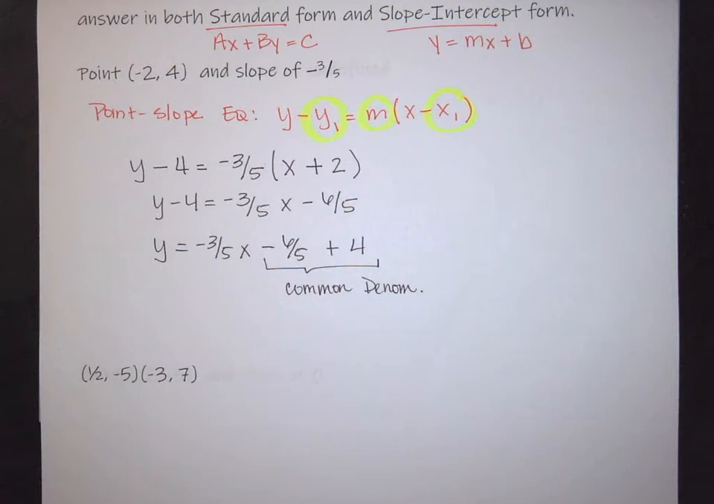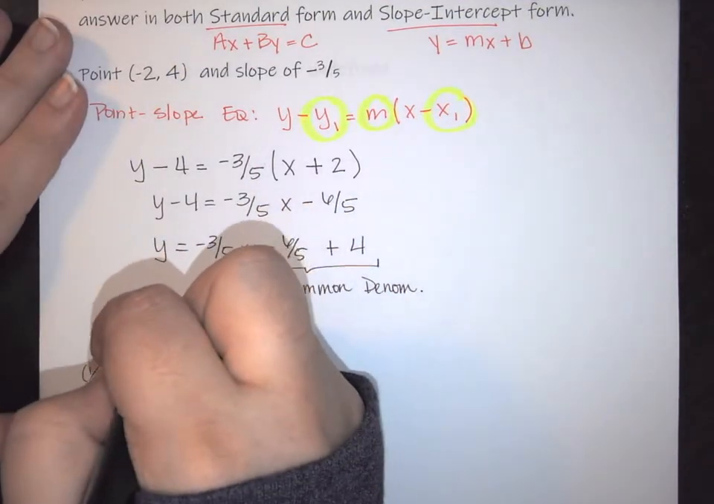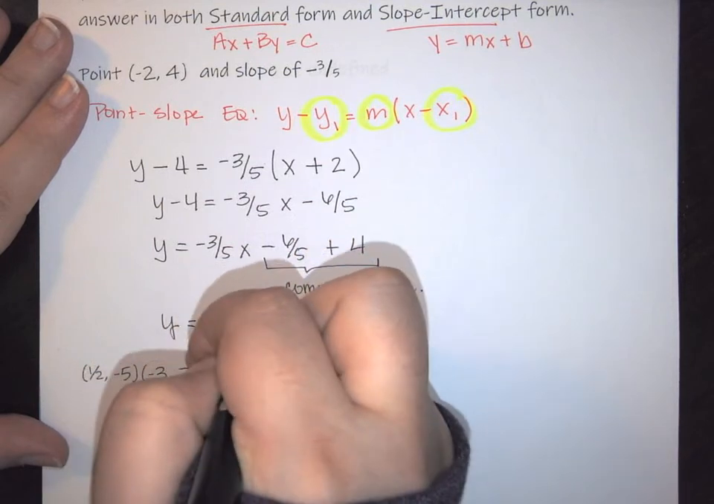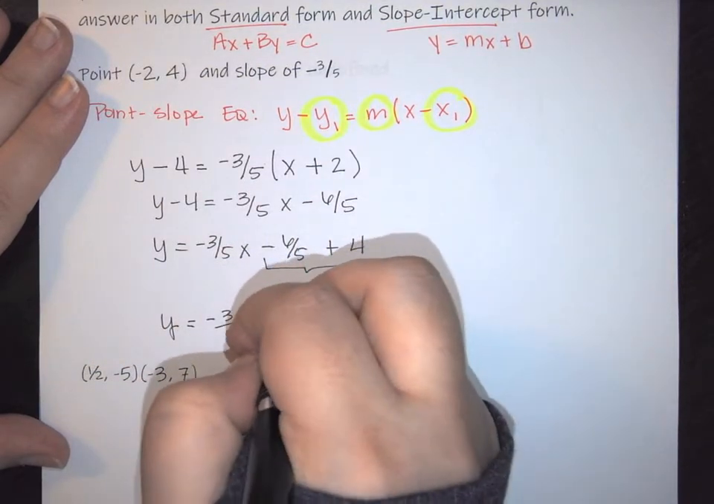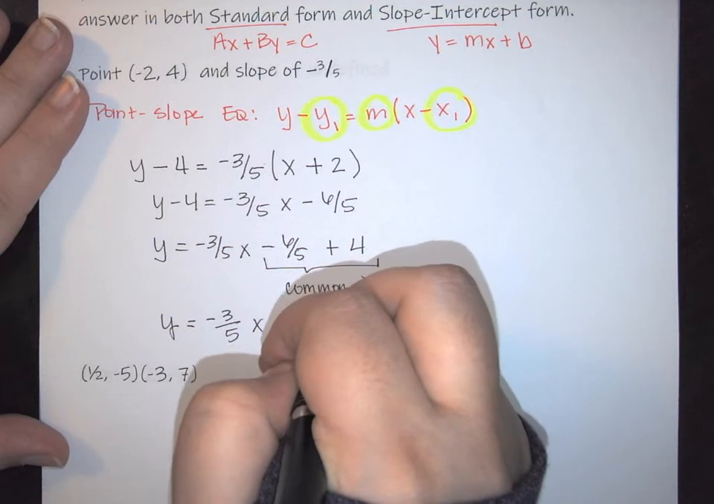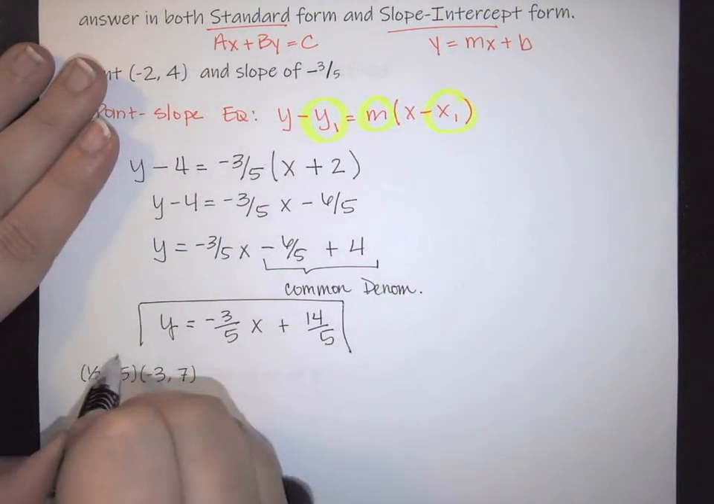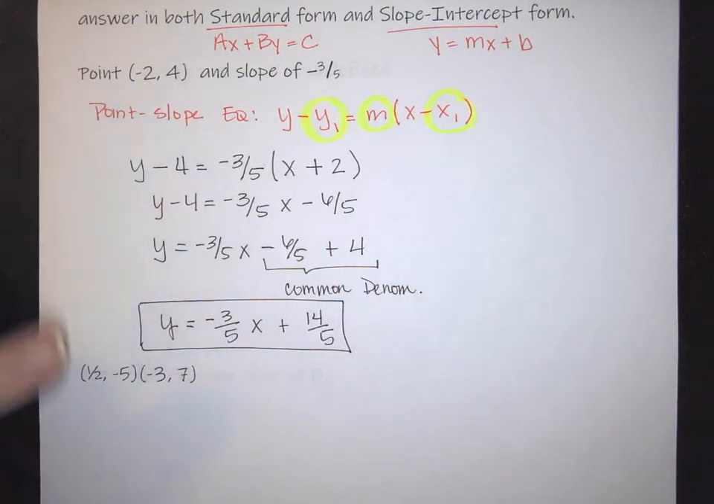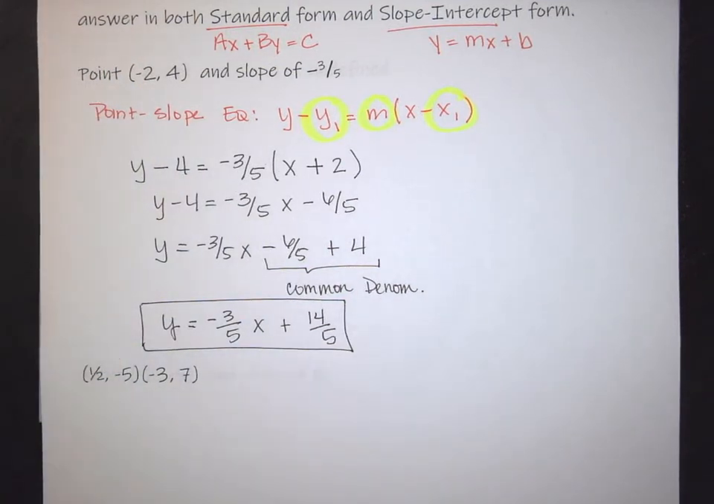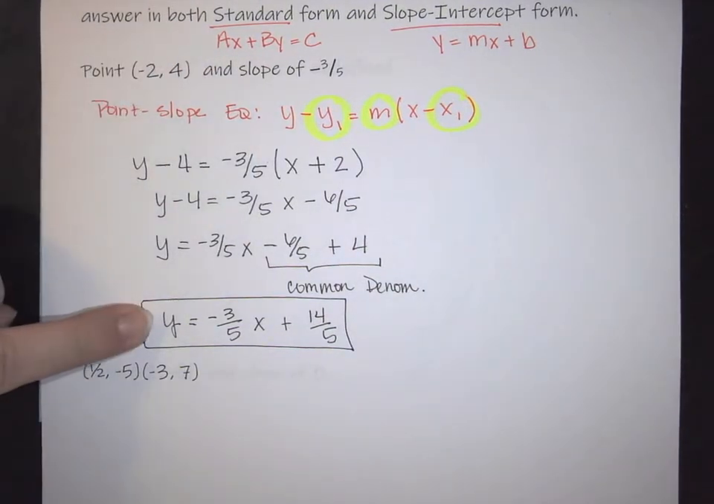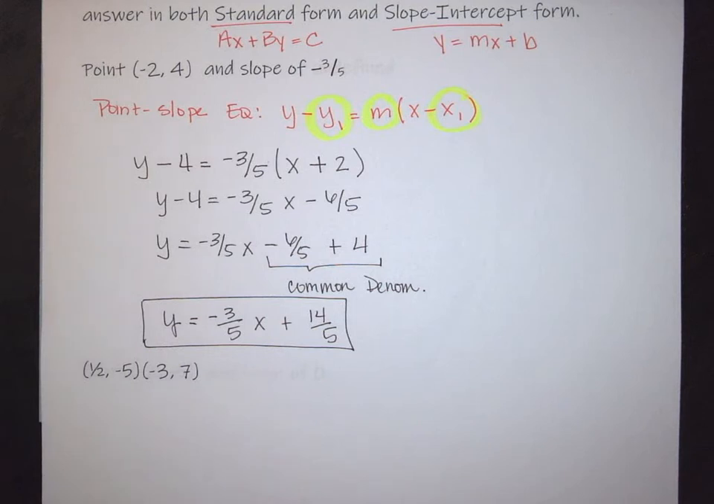And so overall what we're going to end with is y is equal to negative 3/5 x plus 14/5. And this is our slope-intercept form. Now once you have slope-intercept form, we can use that form in order to go to our standard form. So the first thing that we would do is multiply the whole thing by that denominator.